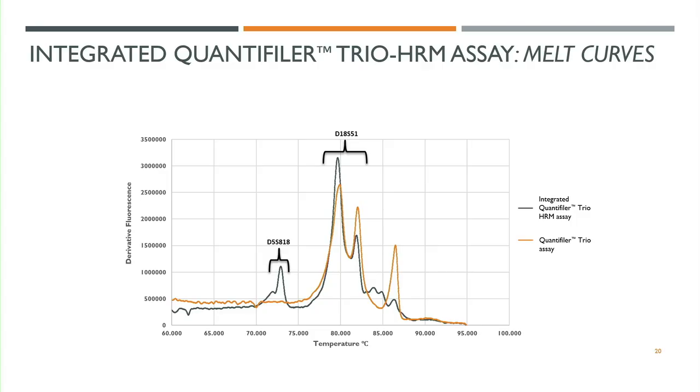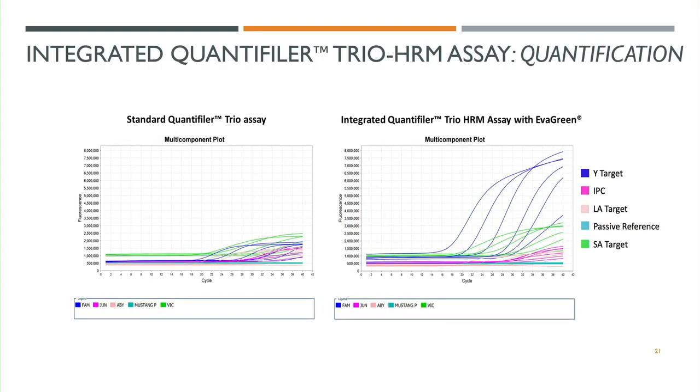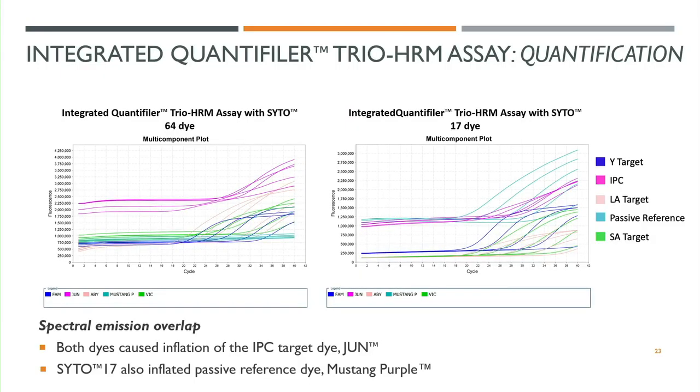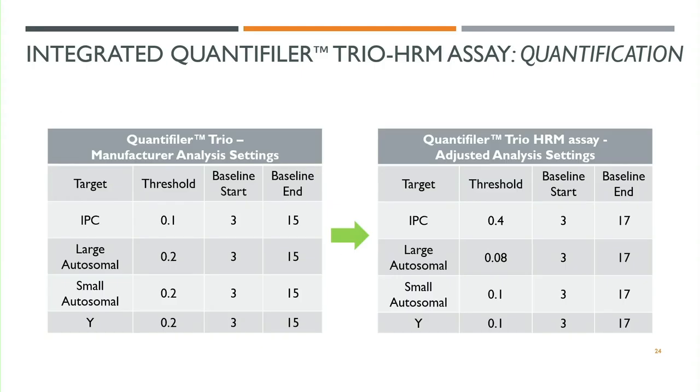And I'm going to skip a few of these slides on the development of this. We had to do a lot more optimization with this particular assay. We had to find a new dye that wouldn't overlap so much with any of the quant targets. And so we settled on the Cyto dyes. We tested a few of those and ended up with the Cyto 64 dye because it only overlaps with the June dye that's on the IPC target. Anytime you screw around with that, you're going to have some shifts in your standard curve, like I mentioned before.